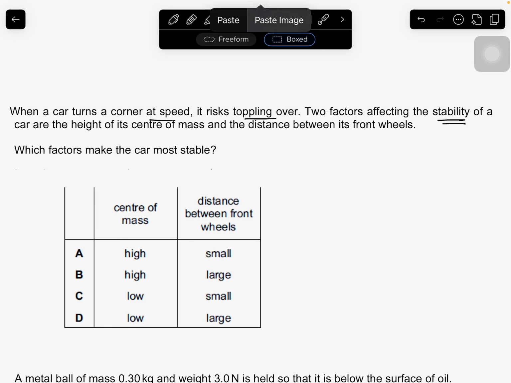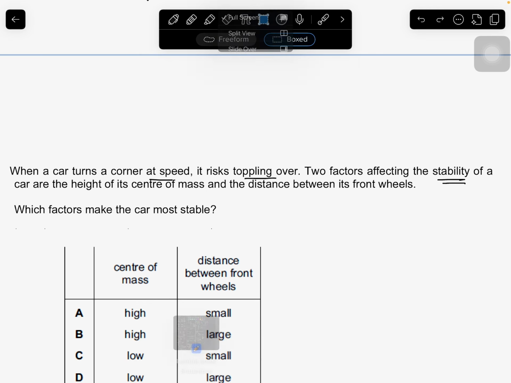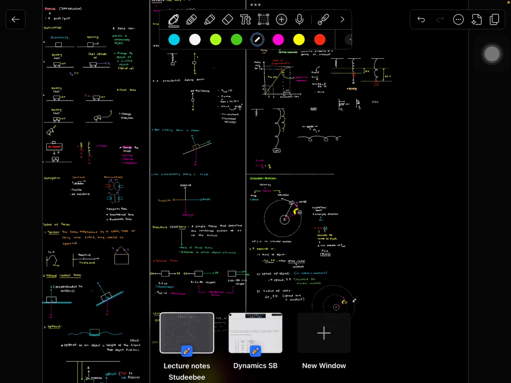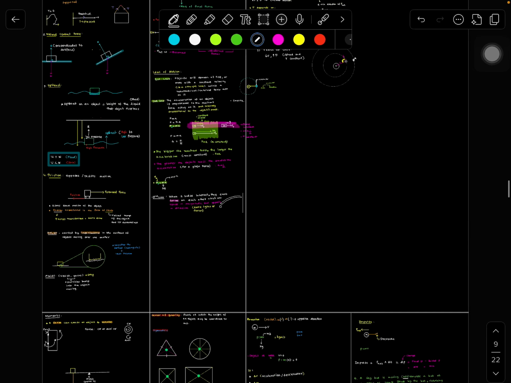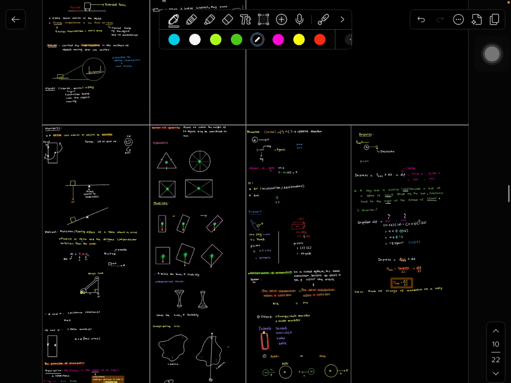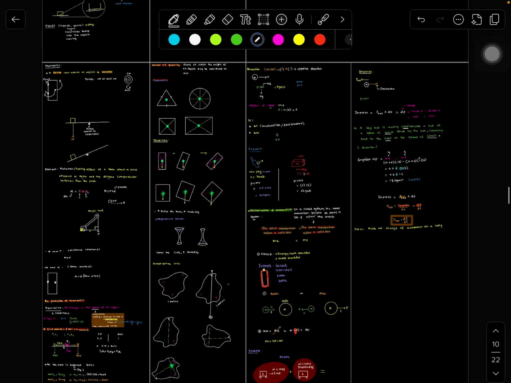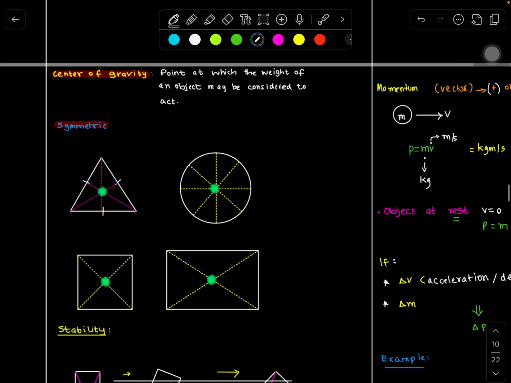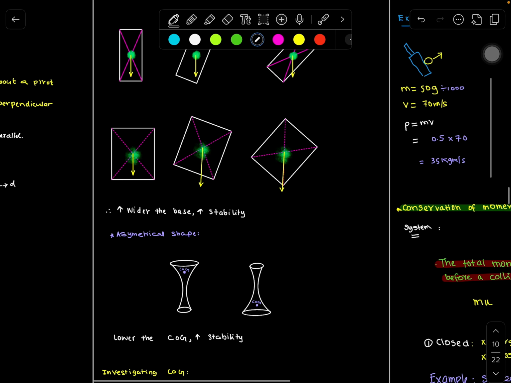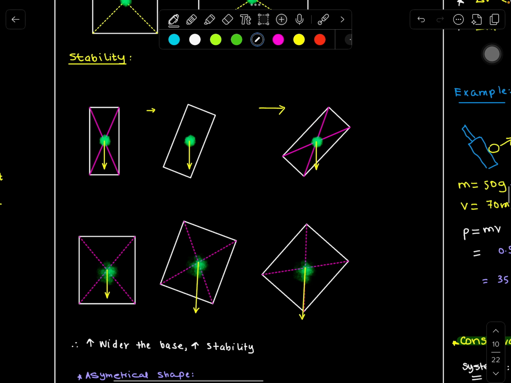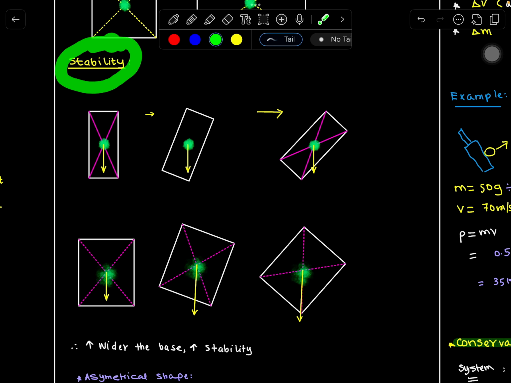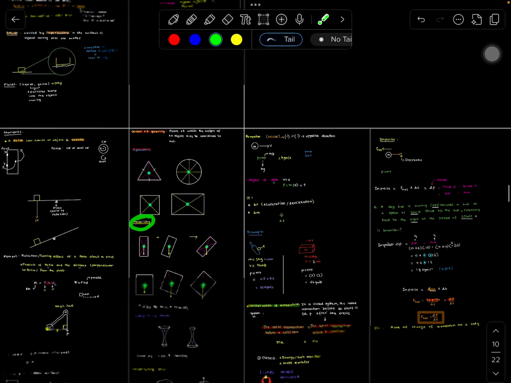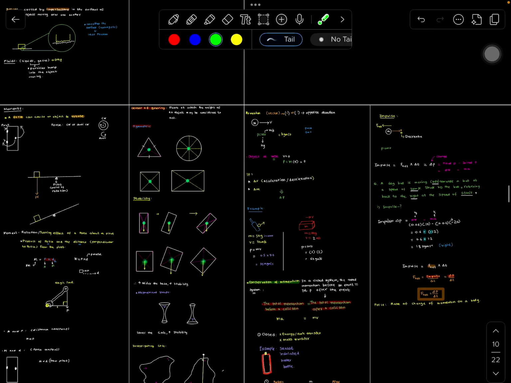Let's go back to the notes and see where we have stability. Okay, so I have stability discussed here. I'm just going to cover this much for the question. So stability, no, actually I'm going to have to start here.